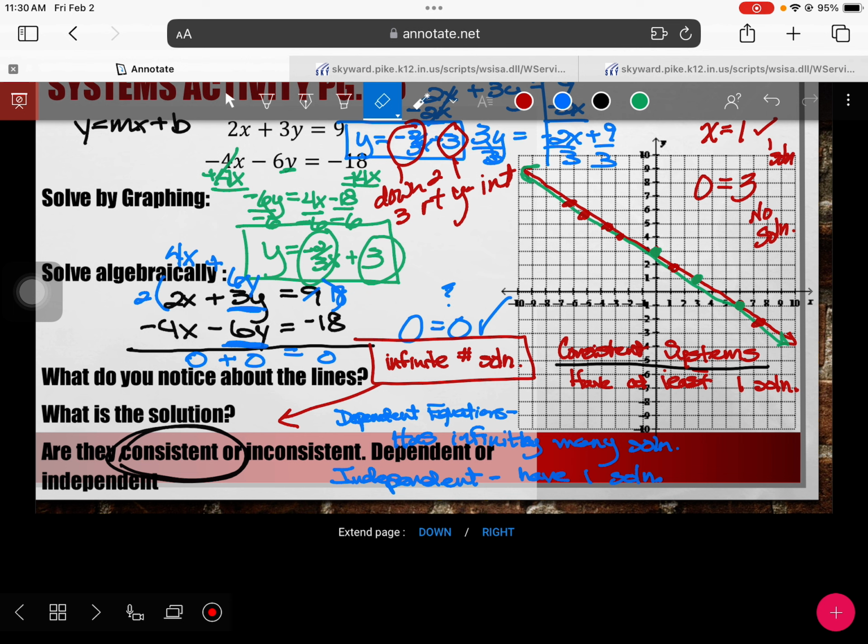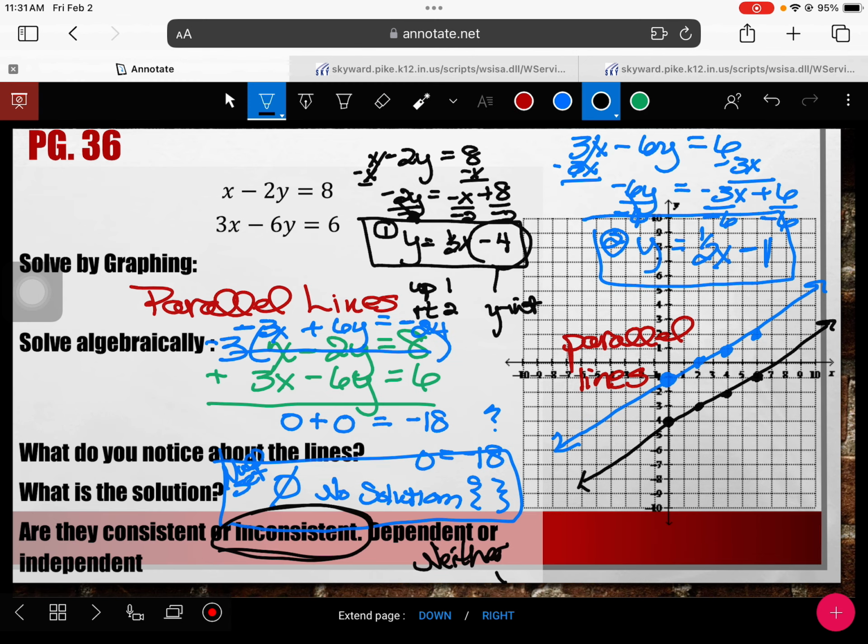Teachers are human too. So one more time. Consistent systems have at least one solution. So this is still consistent. And independent has one solution. Dependent has infinitely many solutions. So this is dependent equations. All right? Any questions about that? Okay, let's go to the next page.